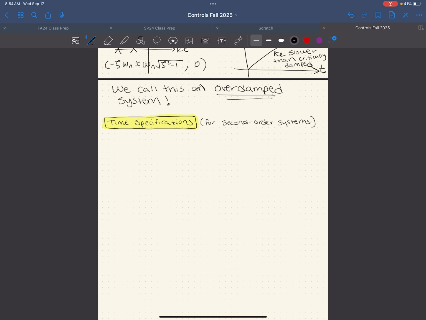Let's look at our time specifications for second order systems. Now, several of these time specifications are the same terms as for our first order systems, but some of them are brand new. And in fact, we're going to start out with one that's brand new. This is what we're going to call our peak time. Our peak time. And in words, this is the time required to reach the first, which is usually equivalent to the maximum peak.